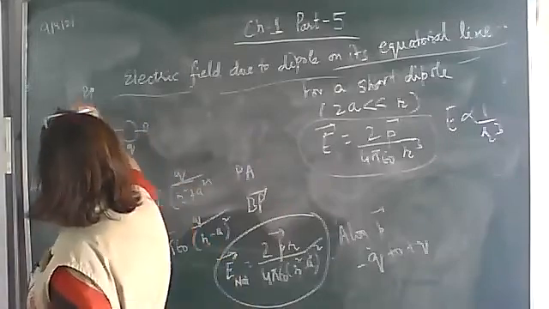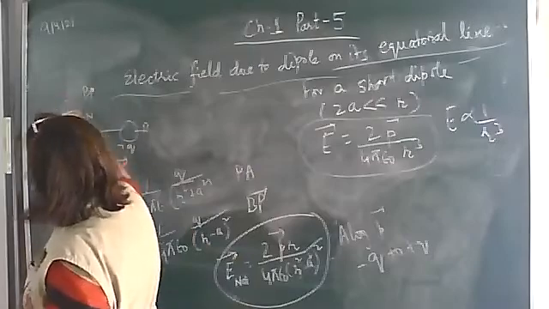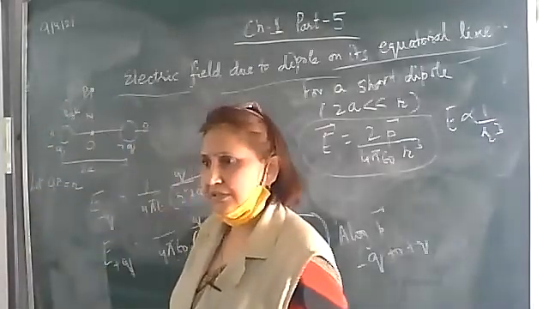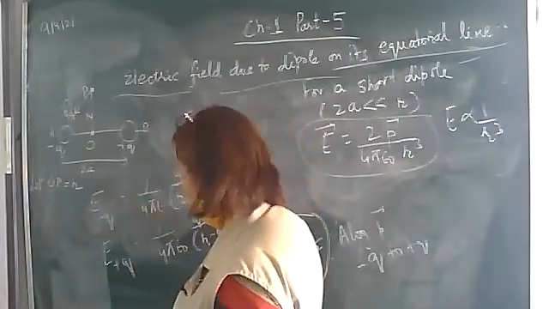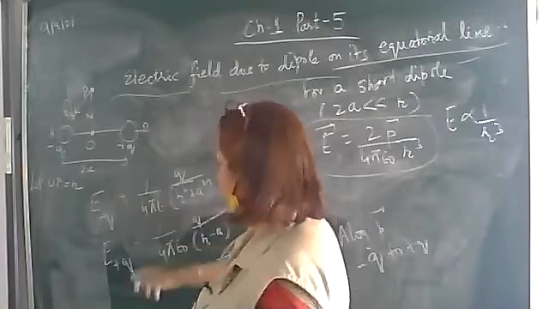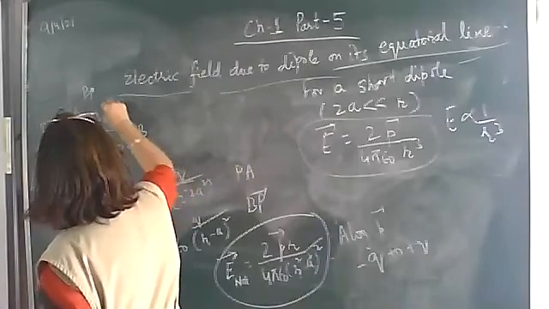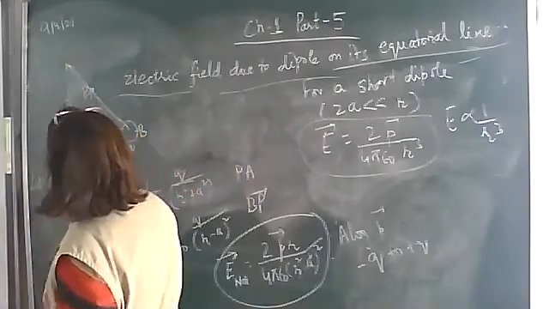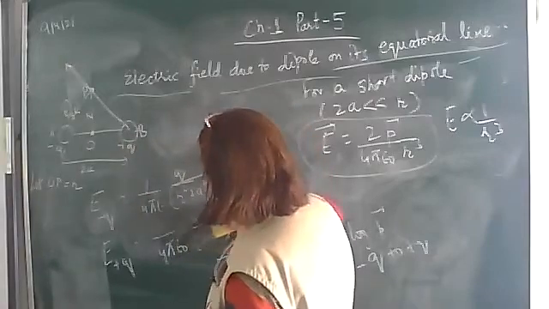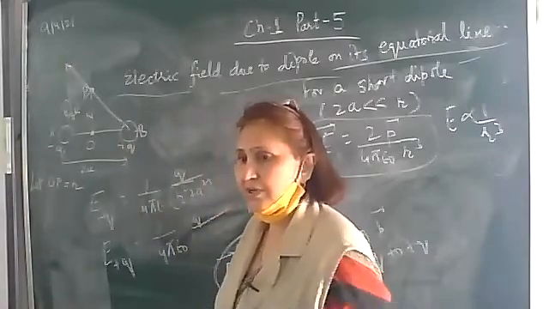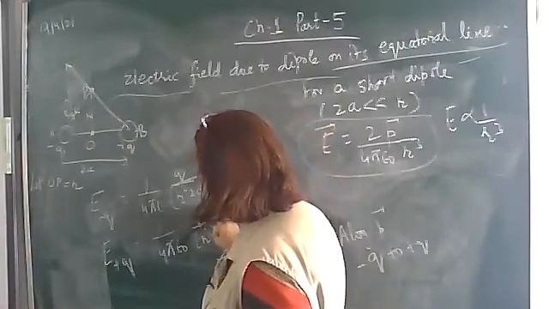What is the direction of this electric field? Along PA. Is it so? Towards the negative charge. Electric field is from positive to negative charge. So towards negative charge. Now the same way, the electric field due to plus Q charge at this point P is 1 upon 4 pi epsilon naught, Q upon BP square. What is this BP square equal to? Same thing, R square plus A square.